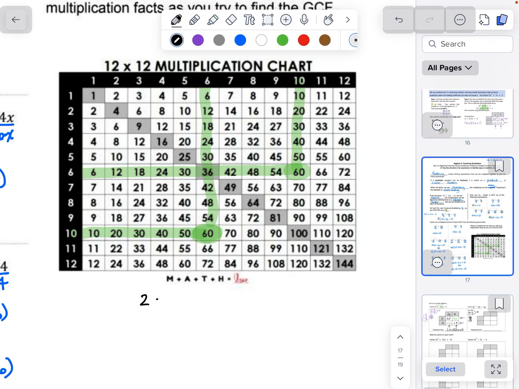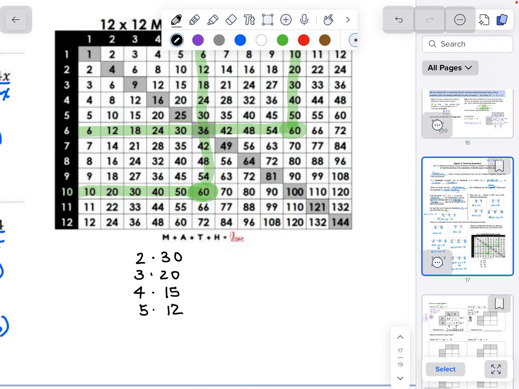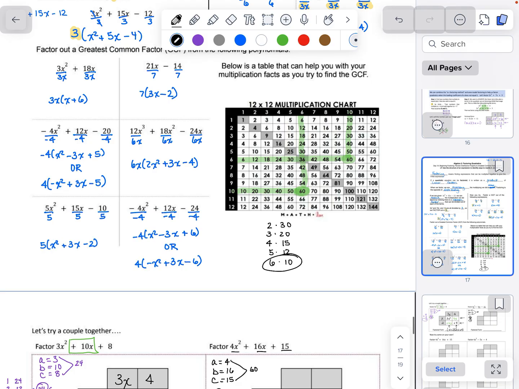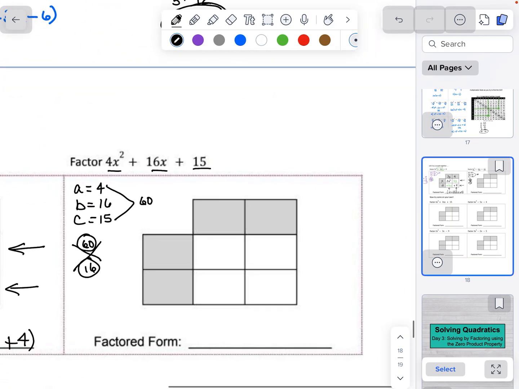I know that 2 times 30 is 60. I know that 3 times 20 is 60. 4 times 15 is 60. 5 times 12 is 60. All of those are ways to multiply and get 60. But the only one that adds up to 16, like I need it to, is 6 and 10. So that must be my magic pair, 6 and 10. So this is going to be 6x and 10x.